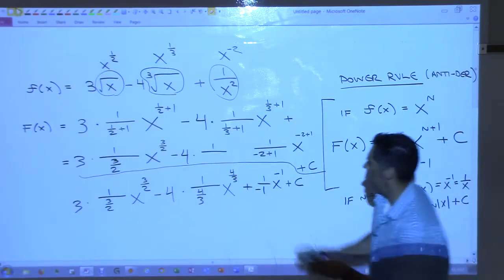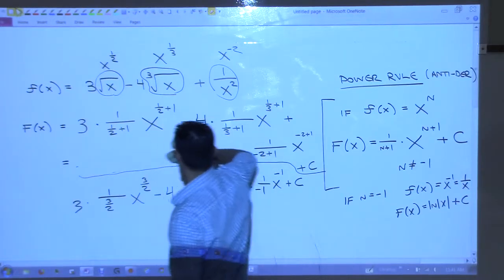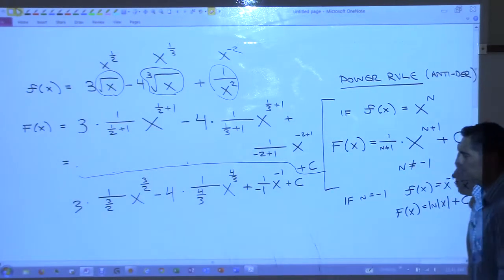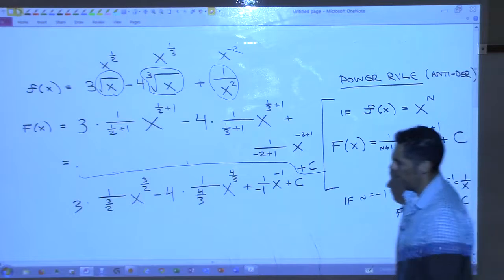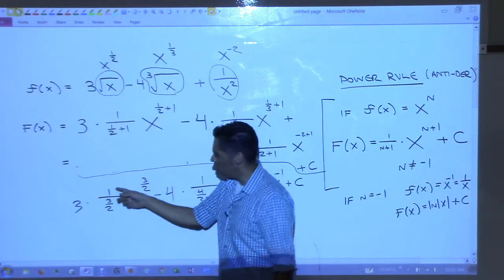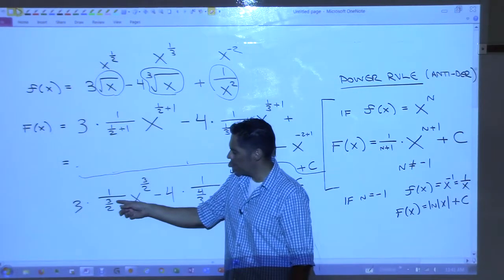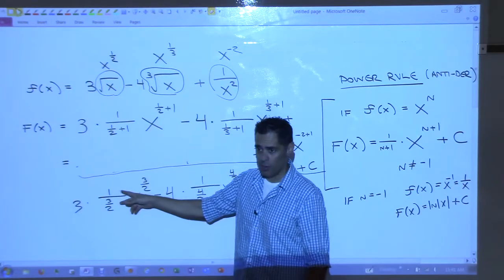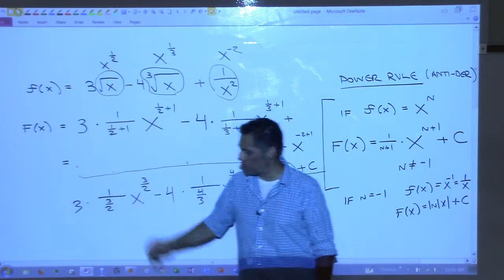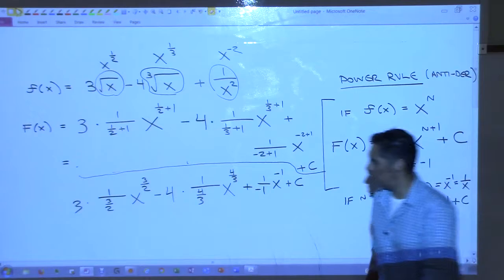Yeah, let me get rid of that. All right, a little more cleaning up to do here, and we'll be done. So what happens here? 1 over a fraction, this is the reciprocal. So this is really 2 thirds, right? And what's 3 times 2 thirds? 2. So this should just be 2.